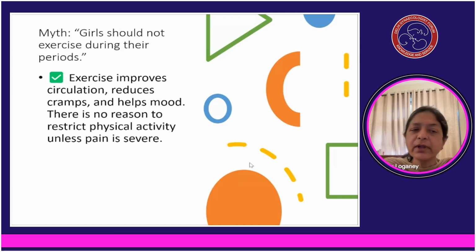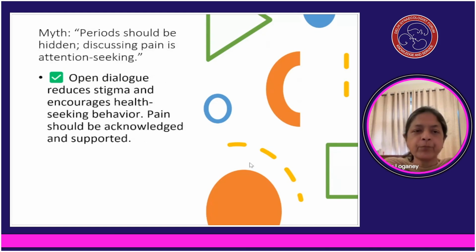Then, girls should not exercise during their periods. This is a very common myth and they are made to take bed rest. Exercise rather improves circulation, reduces cramps and helps the mood. There is no reason to restrict physical activity unless the pain is severe. Myth is there that periods should be hidden, and discussing these pain and periods is attention seeking behavior on the part of the girl. We should encourage open dialogue, reduce stigma, and encourage health seeking behavior. Pain should be acknowledged and supported.